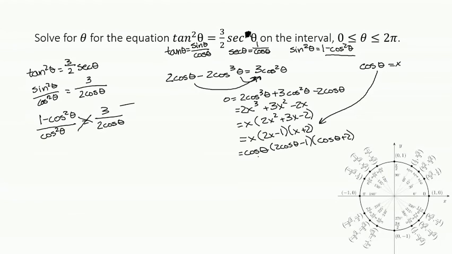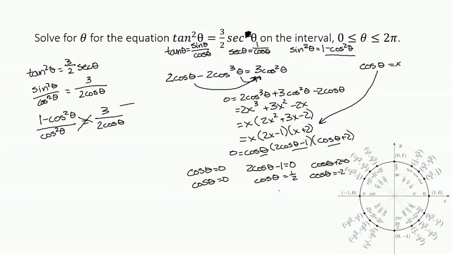Okay, so then from here we can set all of these pieces individually equal to 0. So cosine of theta equals 0, 2 cosine of theta minus 1 equals 0, and cosine of theta plus 2 equals 0. So then this is going to give us cosine of theta equals 0, cosine of theta equals 1/2, and cosine of theta equals -2. Now before you go finding all these terms on the unit circle, first we need to check and make sure that all of these are okay to go back in.